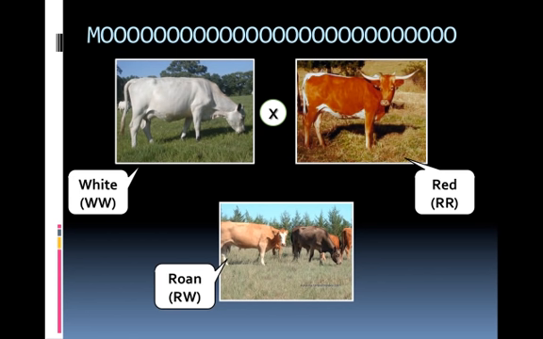And then when they cross and have offspring, they have this heterozygote called roan. And roan is, as you can see in this picture, kind of a muted red. So it's almost like you took the white color and you just sort of faded out the intense rust color of the steer.